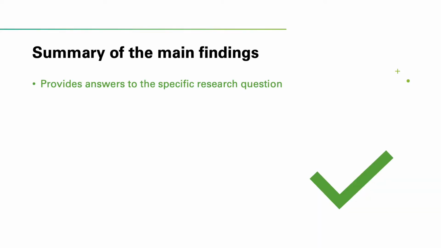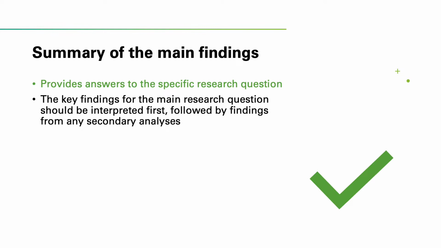The summary of the main findings provides answers to the specific research question raised in the introduction. If there were many research questions, or if the question was very complex, you may briefly remind the readers what the research question was at a high level. The key findings for the main research question should be interpreted first, followed by findings from any secondary analyses.